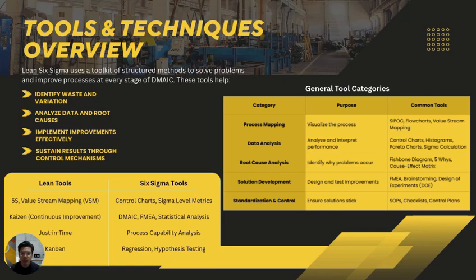So each phase of DMAIC has tools that support it. For example, SIPOC and CTQ tree during define, and control chart and SOPs during control. So these tools help translate strategy into actionable improvement. So by applying these improvements, it helps to identify waste and variation, analyze data and root cause, implement improvements effectively, and sustain results through control mechanisms.